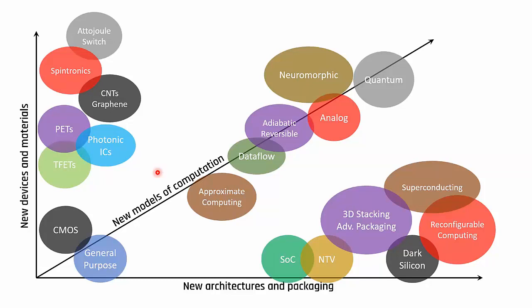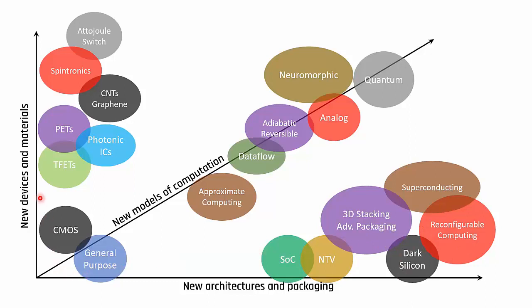On the x-axis you have what they call new architectures and packaging. Starting from our traditional general purpose processor that was our workhorse for 60 years or more, we went first to the SoC, where instead of just having a processor on a die, we have many different functions on the same die, and we keep going through 3D stacking and all kinds of things, reconfigurable computing and stuff like that.